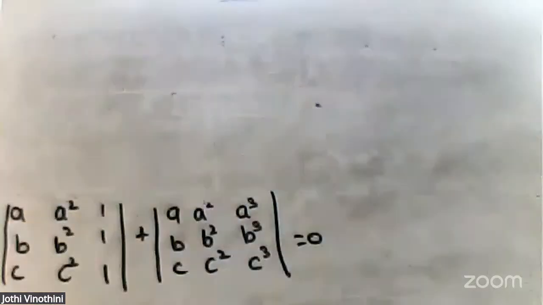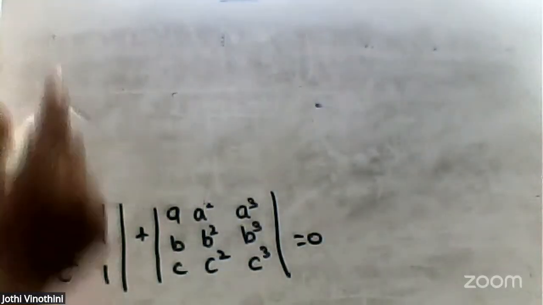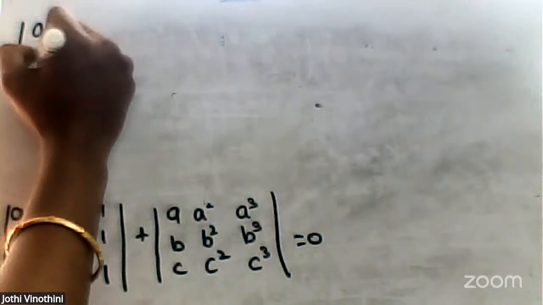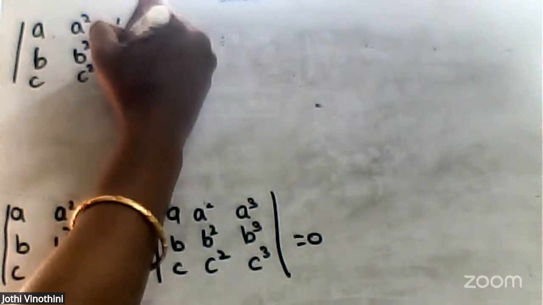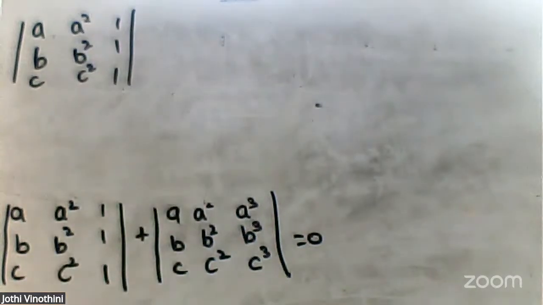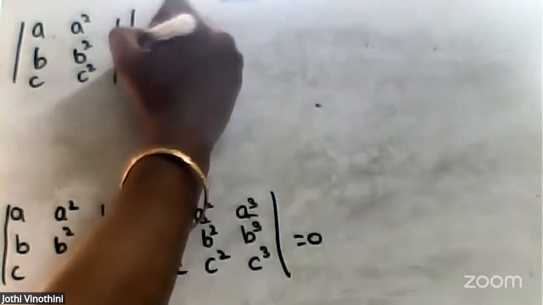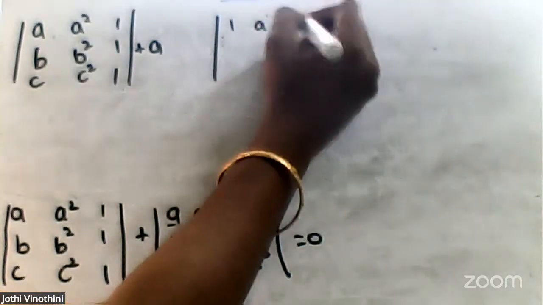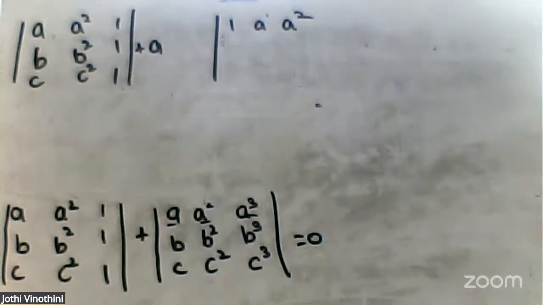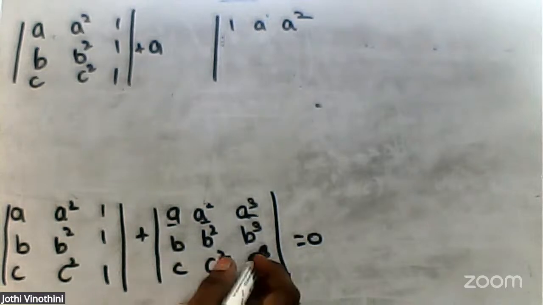Okay. So I am going to keep the first matrix as it is. It will become ABC; A squared, B squared, C squared; 1. In this matrix, I am going to take some terms as common. In row 1, A is common in all the terms, so I am taking A as common. It will become 1, A and A squared.